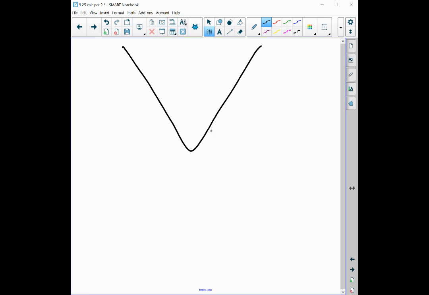Well, imagine if I were to localize and zoom in here, even if I blew that up and got closer, it's still going to look like an absolute value. It'll never look like a perfectly straight line, no matter how close I get. That's a place that's not differentiable.